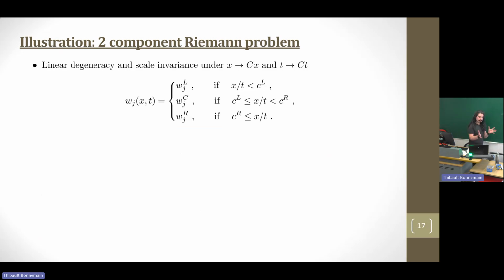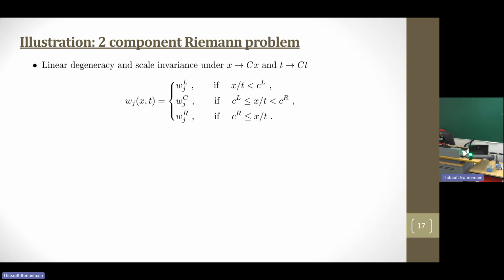Then, because the equation and the initial condition are invariant under this rescaling, you know that the solution should be self-similar. Because it's linearly degenerate, there can be no shocks. So the only self-similar solution that can be acceptable is piecewise constant and separated by propagating contact discontinuities.